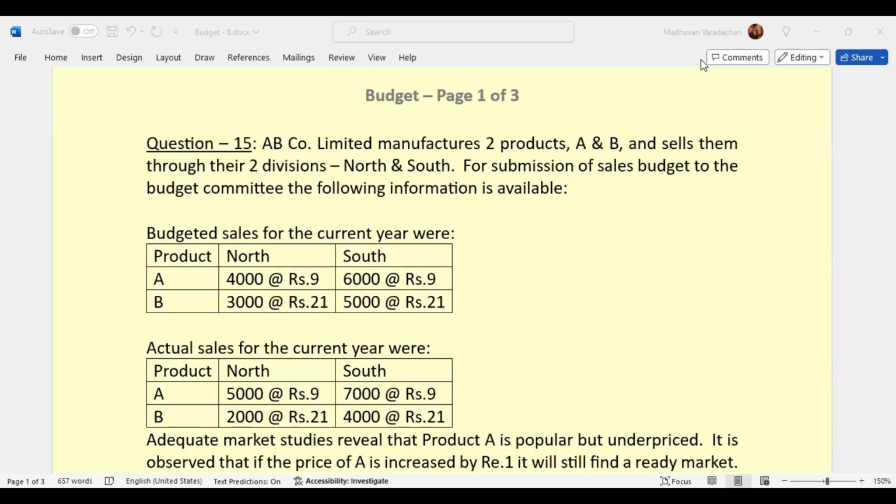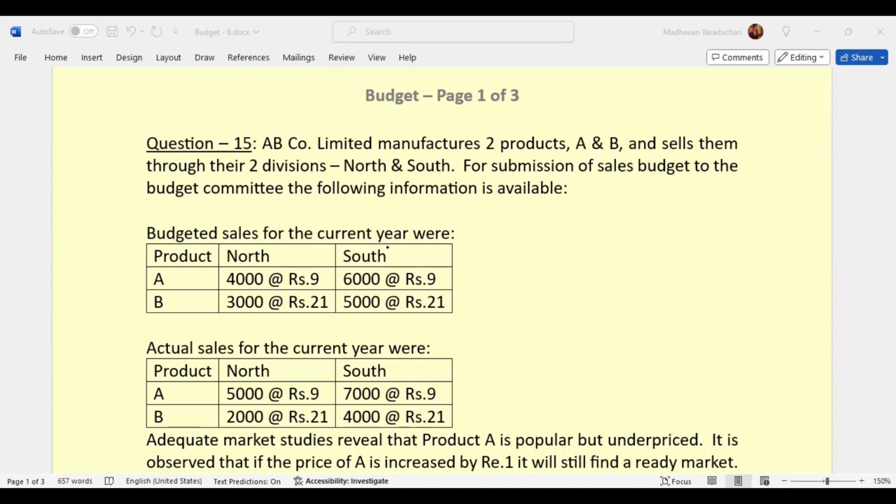Hello everyone. In continuation to our topic budgeting, this is question 15. AB Company Limited manufactures two products A and B and sells them through their two divisions North and South. For submission of sales budget to the budget committee, the following information is available.